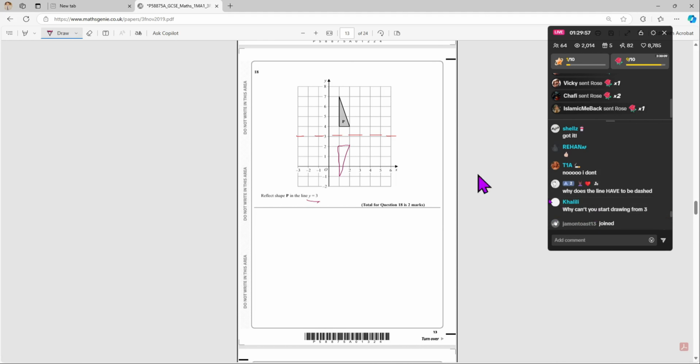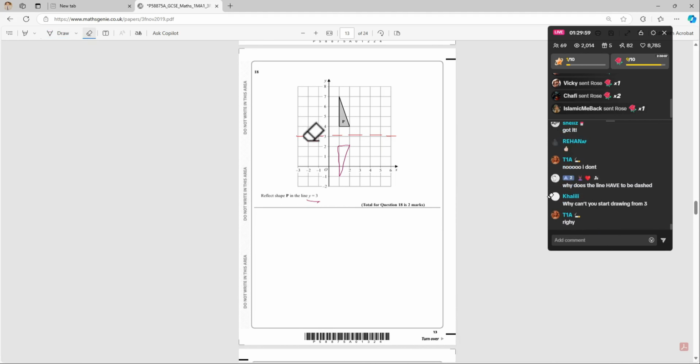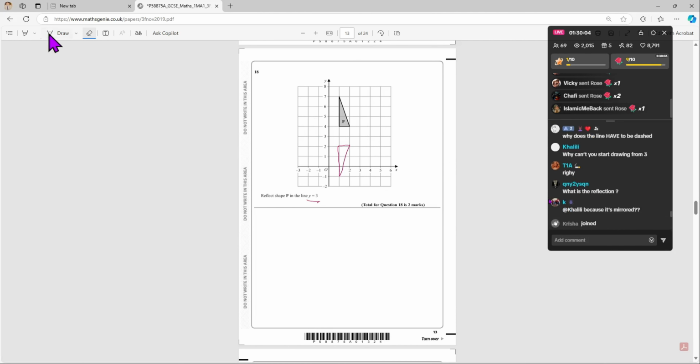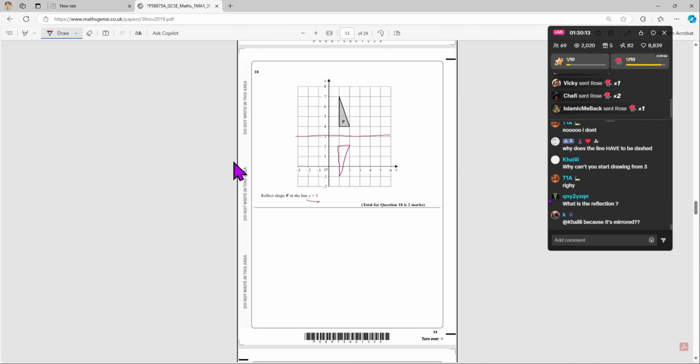Why can't you start drawing from here? You can draw it the whole way. It's just your mirror line. So you can just start from here, go straight there. And as you can see, you guys know that I can't draw straight lines. So yeah.